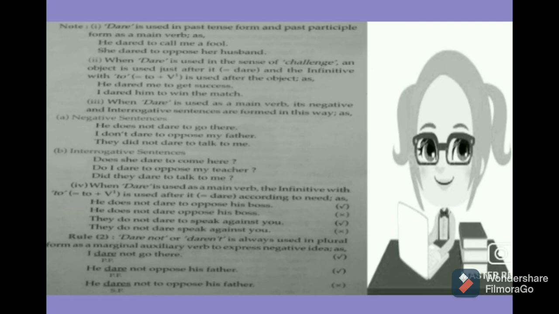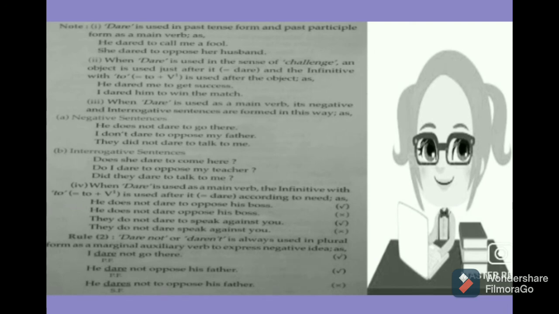Third point, when dare is used as a main verb, its negative and interrogative sentences are formed in this way. Let's see the negative sentences. He does not dare to go there. I don't dare to oppose my father. They did not dare to talk to me. Interrogative sentences. Does she dare to come here? Do I dare to oppose my teacher? Did they dare to talk to me?